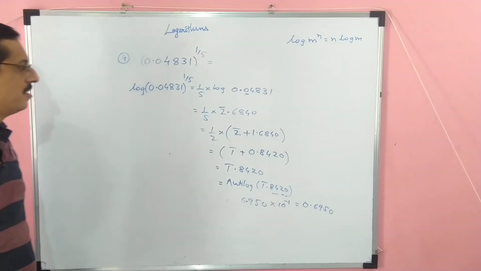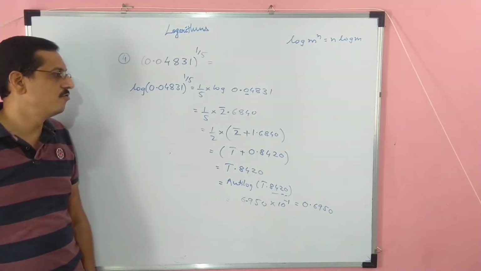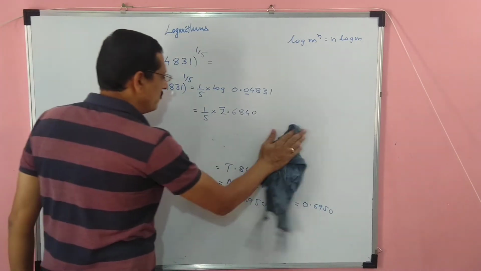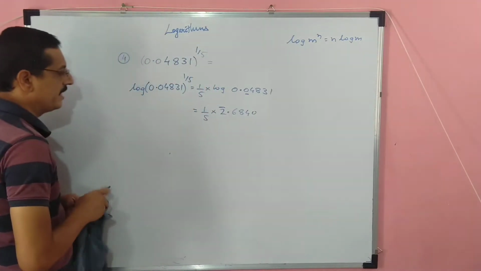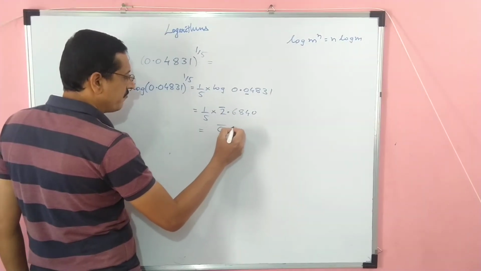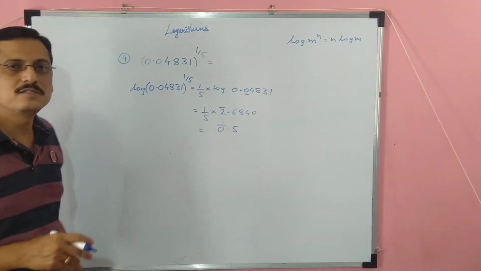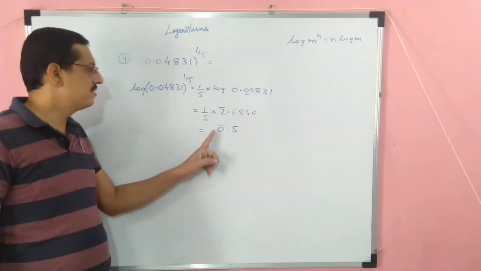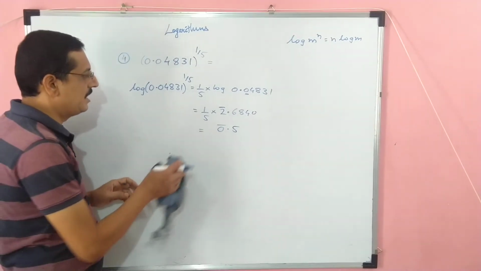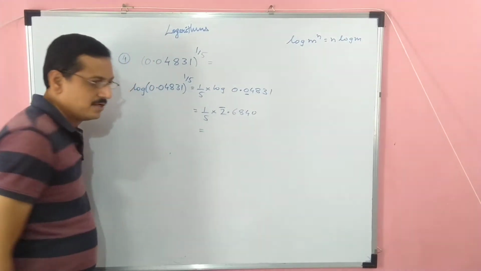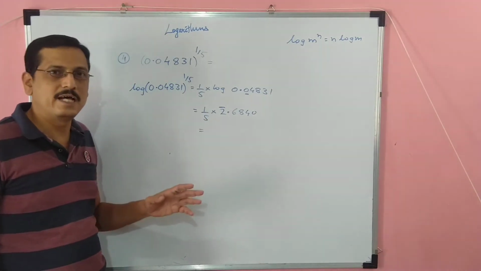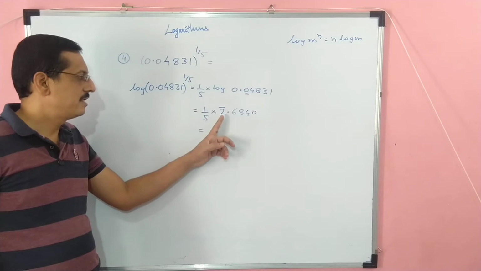And how to write it? Bar 2.6840. Students, at this point, if I divide it by 5, check. If I divide this value by 5, then it will come bar 0.5525. There is no need to go further, student. What I have told, bar 0 should never come. Bar 0 is coming here, which means this method will not work. So which method? The one we just did, in which we have to adjust the characteristic.